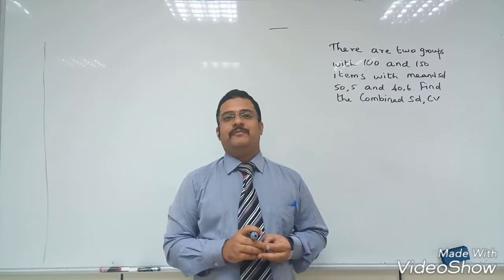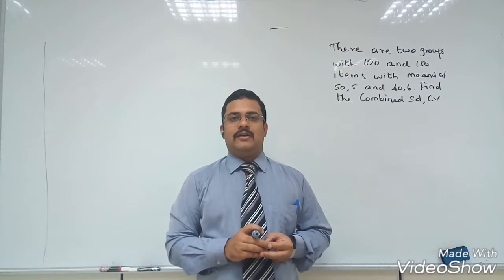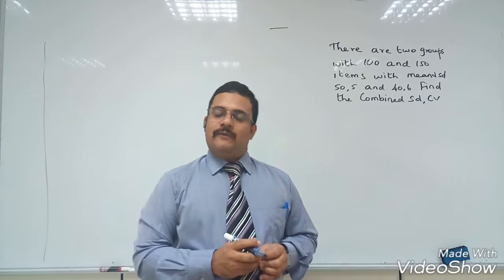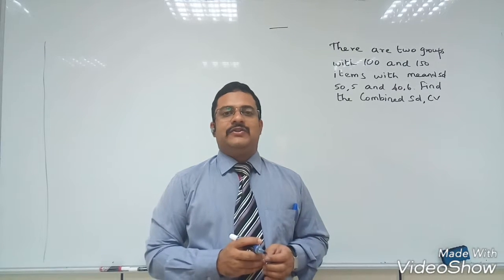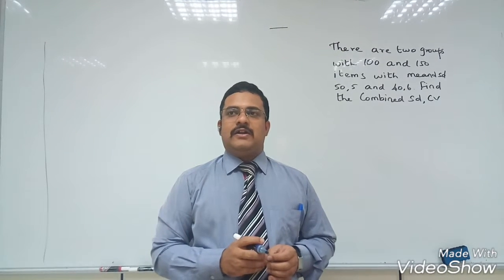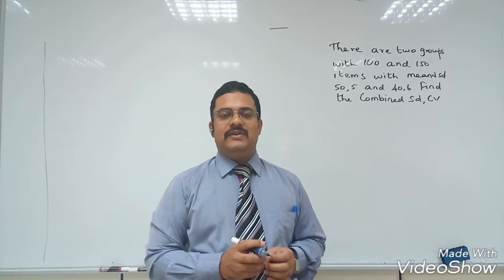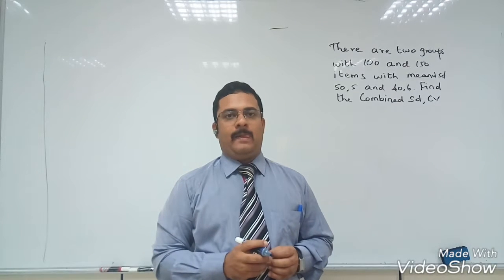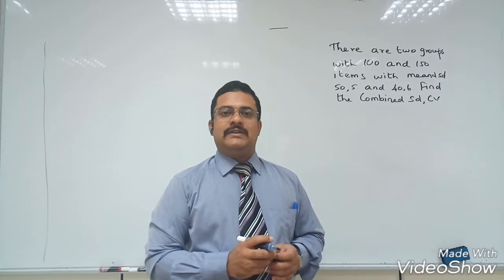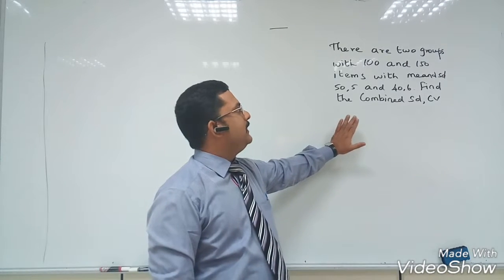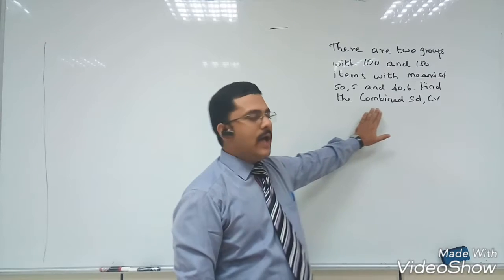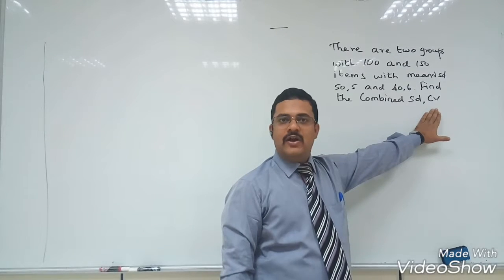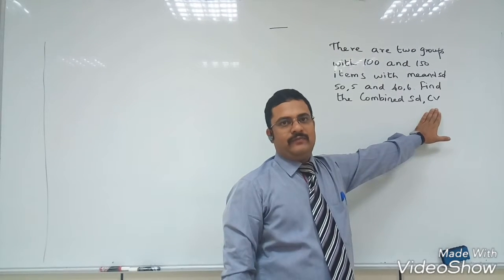Welcome to our lecture on combined variance and standard deviation, coefficient of variation. In our earlier lectures, we have discussed the arithmetic mean, median, standard deviation, coefficient of variation for grouped and ungrouped data. In this lecture, we are going to discuss the combined arithmetic mean, the combined variance, combined standard deviation, and the combined coefficient of variation of two items.